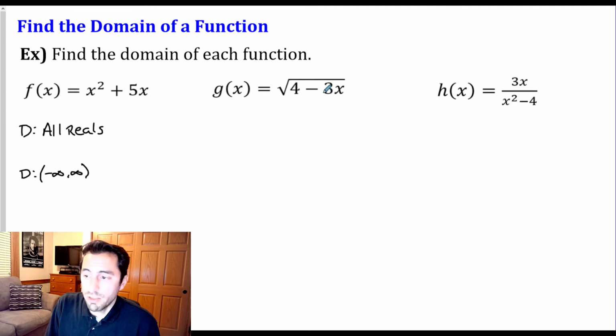If I try and take the square root of a negative, I end up with an imaginary number, and we don't want that. So I'm going to set up a little inequality to ensure that we end up with something that's non-negative. So the radicand, 4 minus 3x, everything underneath the square root sign, this has to be greater than or equal to 0. Just making sure that it's not negative. We can solve this inequality. I'm going to add 3x over to the other side.